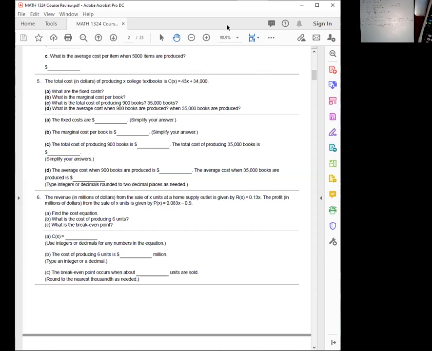Alrighty then. You write down the function. The total cost of producing x college textbooks is C of x equal to 43x plus 34,000.